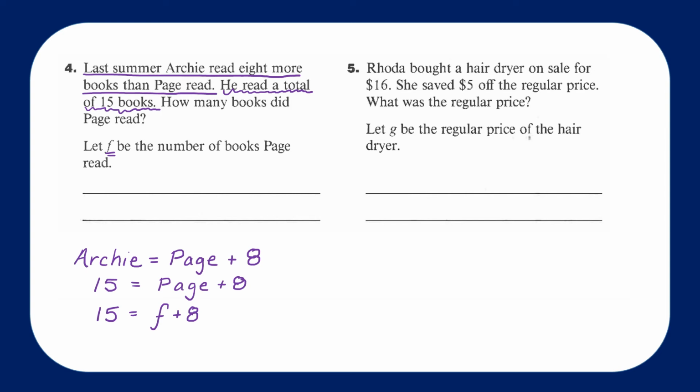Now to solve this, I do subtract 8, cancel each other out. F equals 15 take away 8. And that equals 7. So Paige read 7 books.